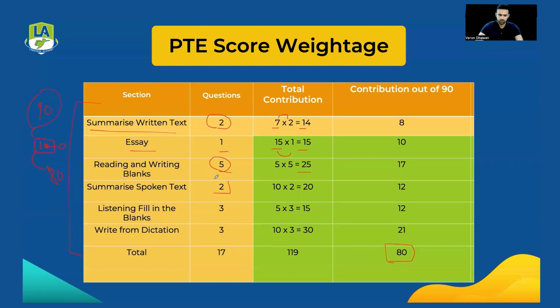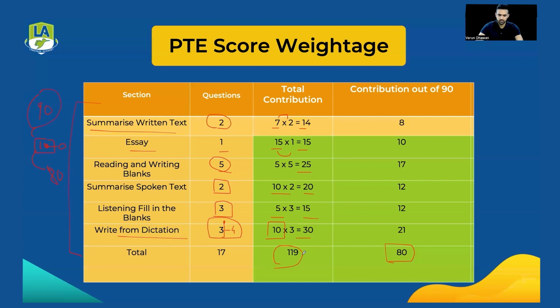Summarize spoken text, students normally get 1 or 2. I've taken 2 as the average number. 10 into 2, 20 points. Listening fill in the blanks, normally you get 3 passages with 4 to 5 blanks, so 15 points. Write from dictation, some students get 3, some even get 4. I've just taken 3 as the median number, and let's say your dictation is around 10 words each, you get 30 points. So this is the total contribution.